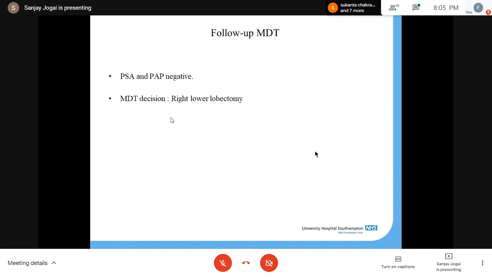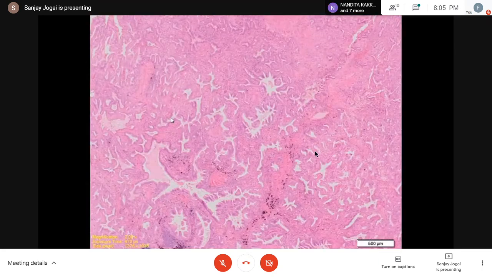So the MDT decided, okay, so this is a new primary. We know the history of prostate. Let's go ahead and do a lobectomy. So a lobectomy was done, and as you can see, you'll be convinced that it feels as if the core biopsy would have gone somewhere here, because it's the same pattern that we are seeing. So we have got an acinar-predominant pattern adenocarcinoma, no problem there.